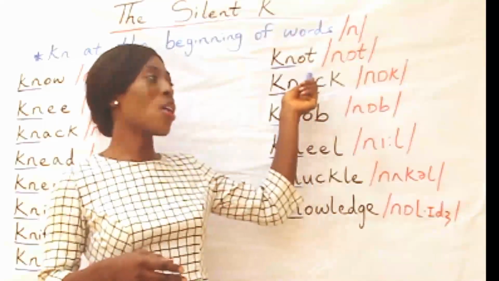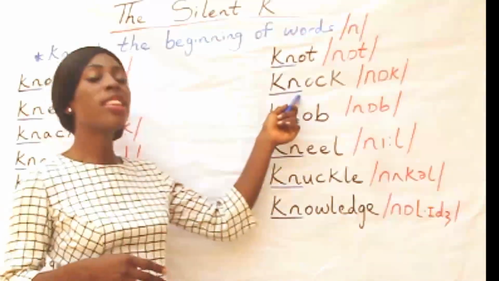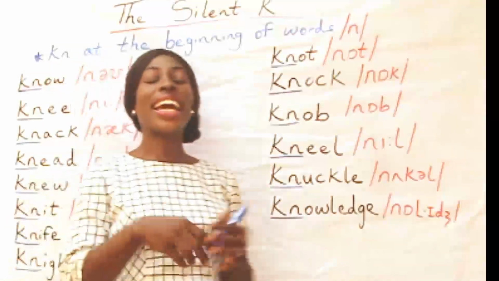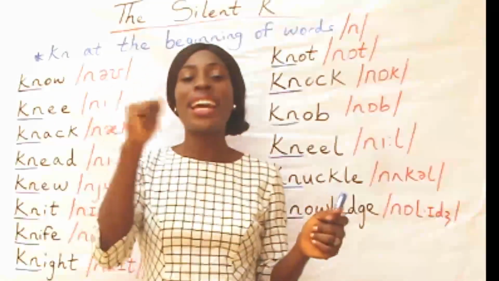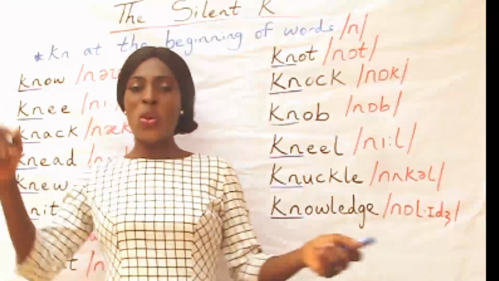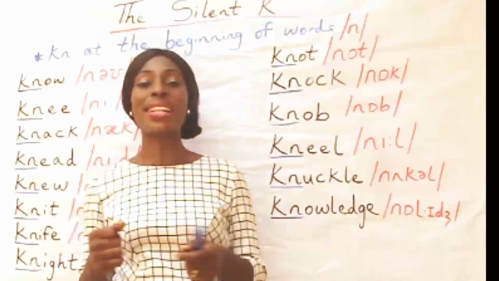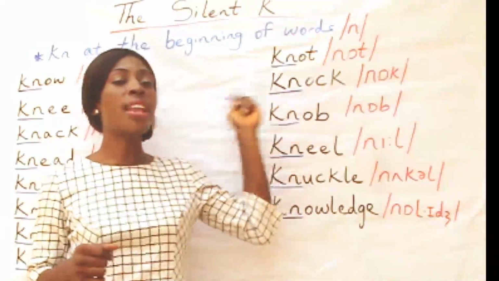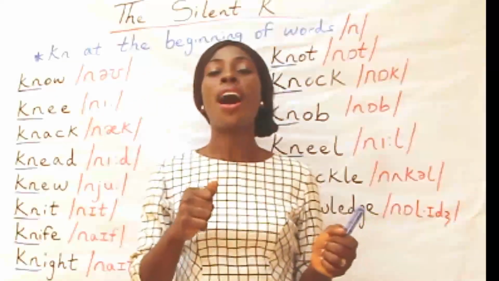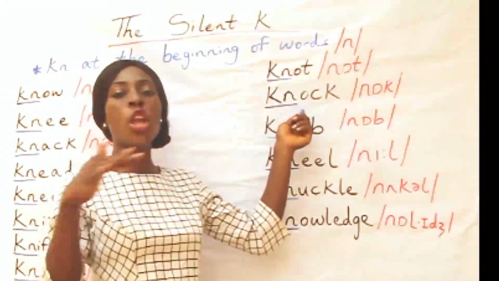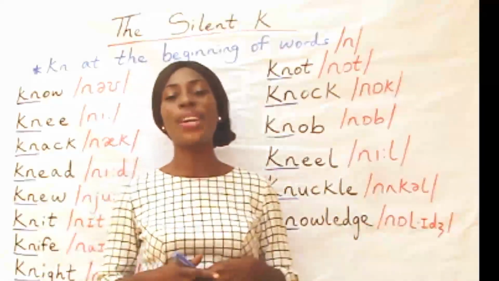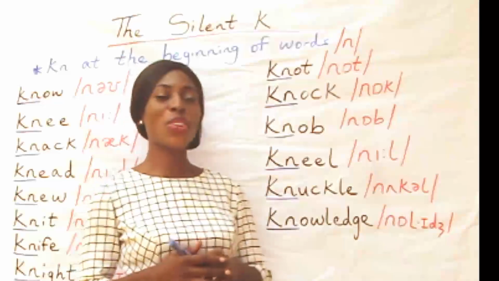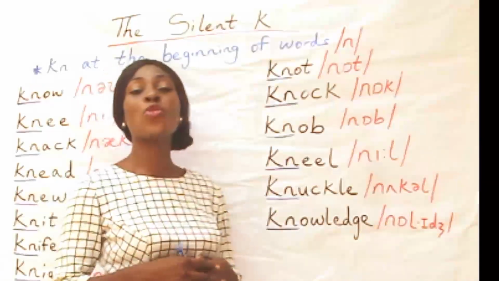Now next on the board we have knock. To knock is to hit a door firmly in order to attract attention. When you're hitting the door firmly to attract attention, you're knocking. He knocked three times on the window. The K is silent. Very easy. It is knock. Good. I hope you're with me. I hope you're following. And I hope you're repeating after me.